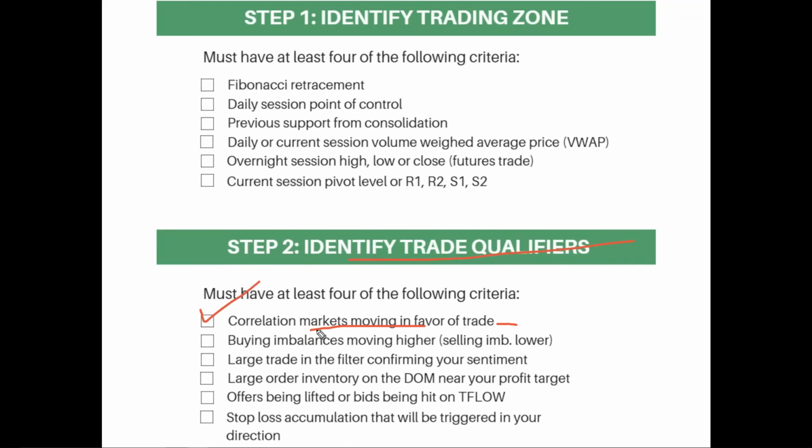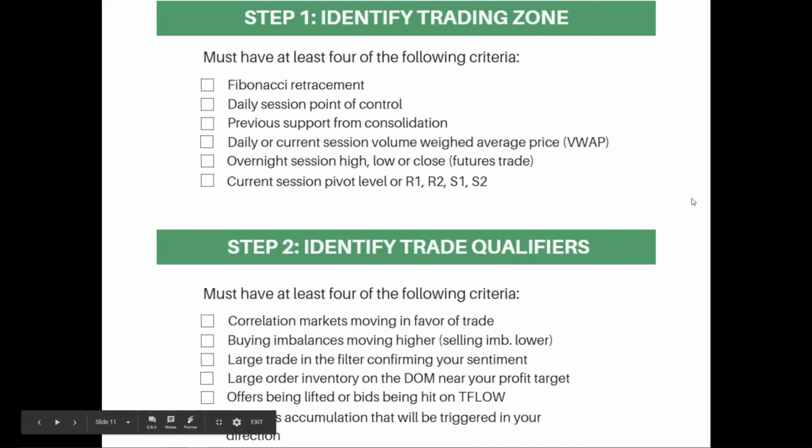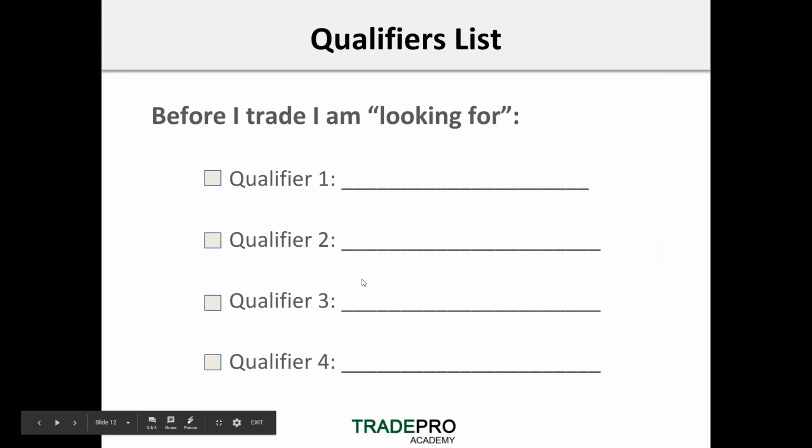So this is one of my trade qualifiers. Buying imbalances moving higher or selling imbalances lower. Do I have this or not? Large trades in the filter confirming direction and sentiment. Large order inventory on the depth of market, or DOM, or price ladder near your profit target. Orders being lifted or bids being hit on T-flow. Stop loss accumulation that will be triggered in your direction. I have to have 4 of these. There's 6, I've got to have 4. So you've got to come up with a list for yourself, and I'm going to show you what that looks like.